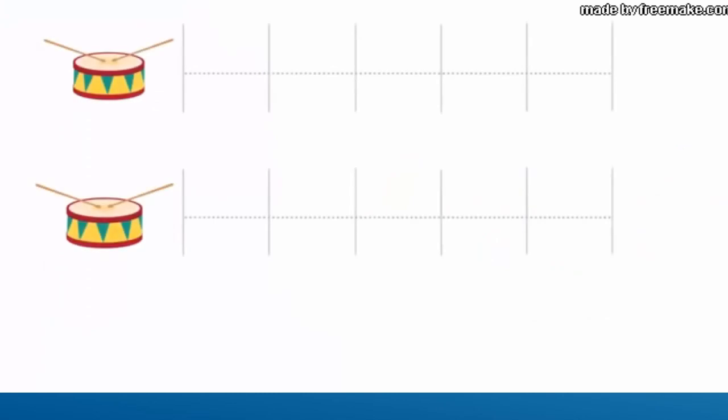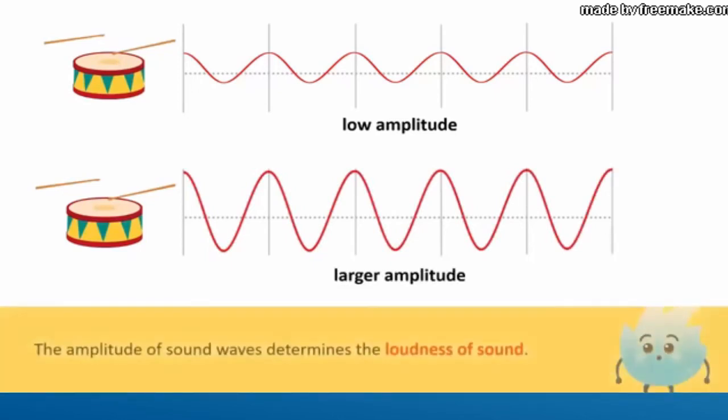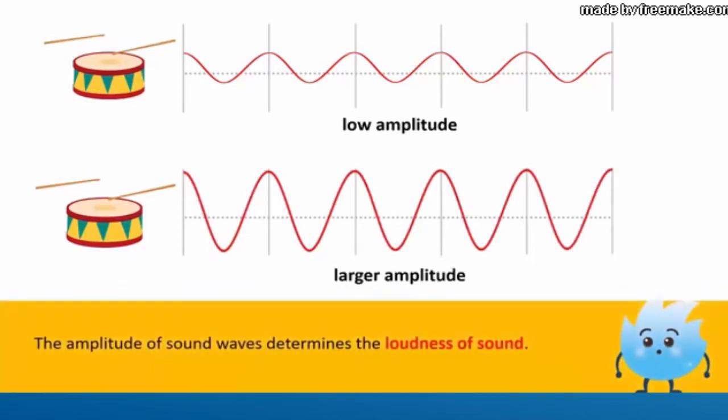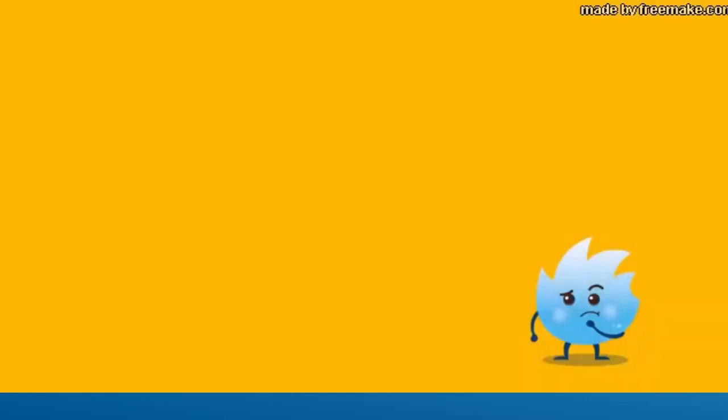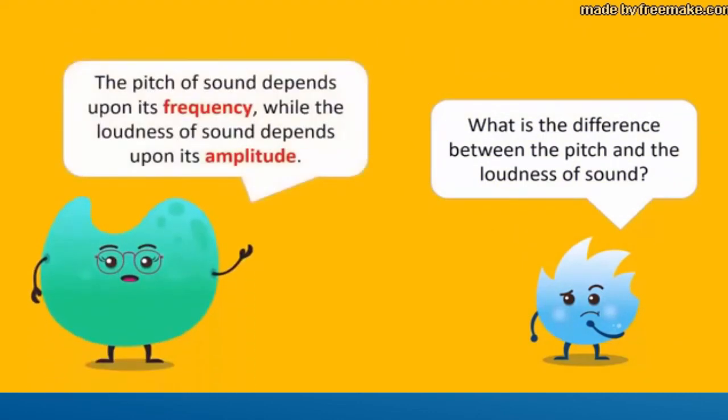Consider this example. If we strike a drum lightly, we hear a soft sound. It is because the sound produced is of low amplitude. However, if we strike the drum harder, we hear a louder sound. In this case, the sound waves have a larger amplitude. Hence, the amplitude of sound waves determines the loudness of sound. The pitch of sound depends upon its frequency, while the loudness of sound depends upon its amplitude.